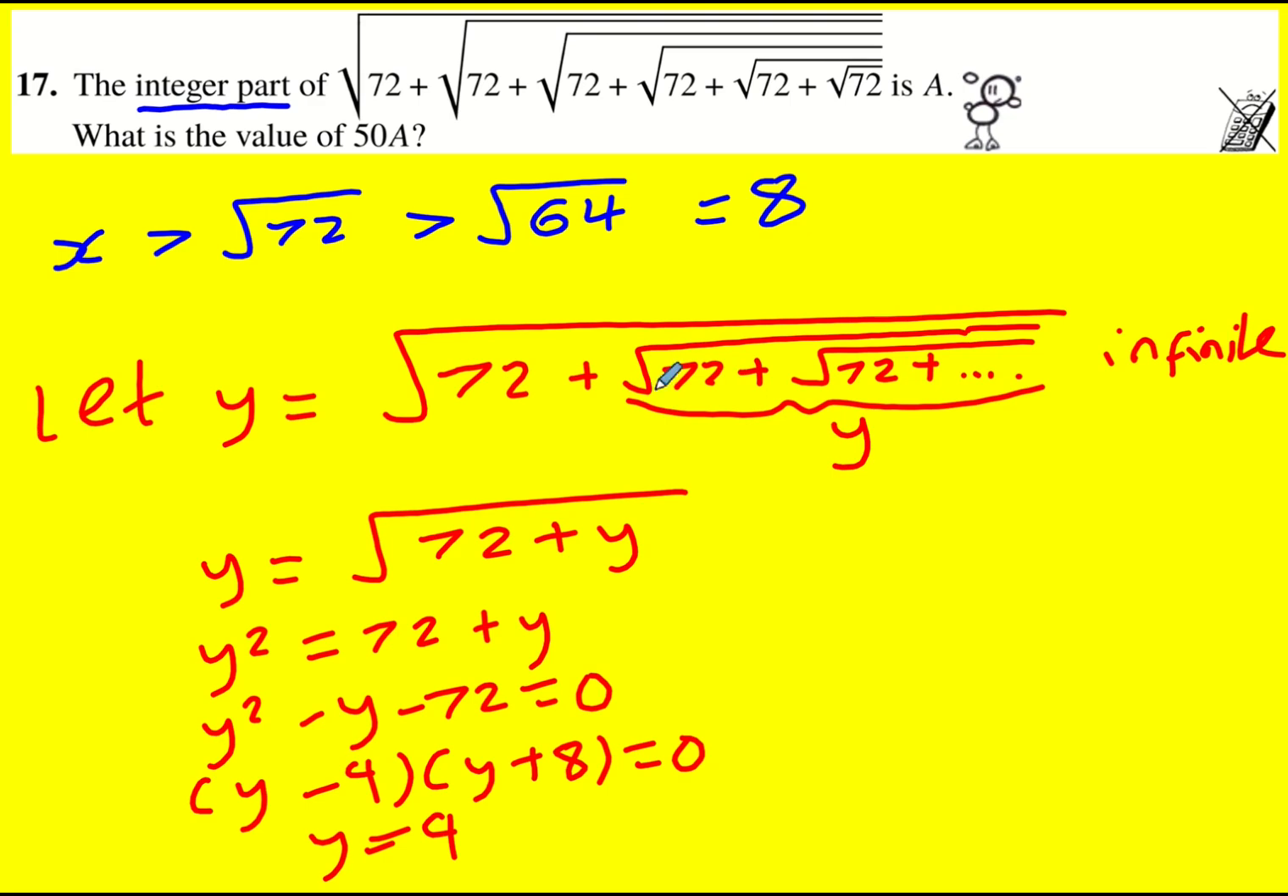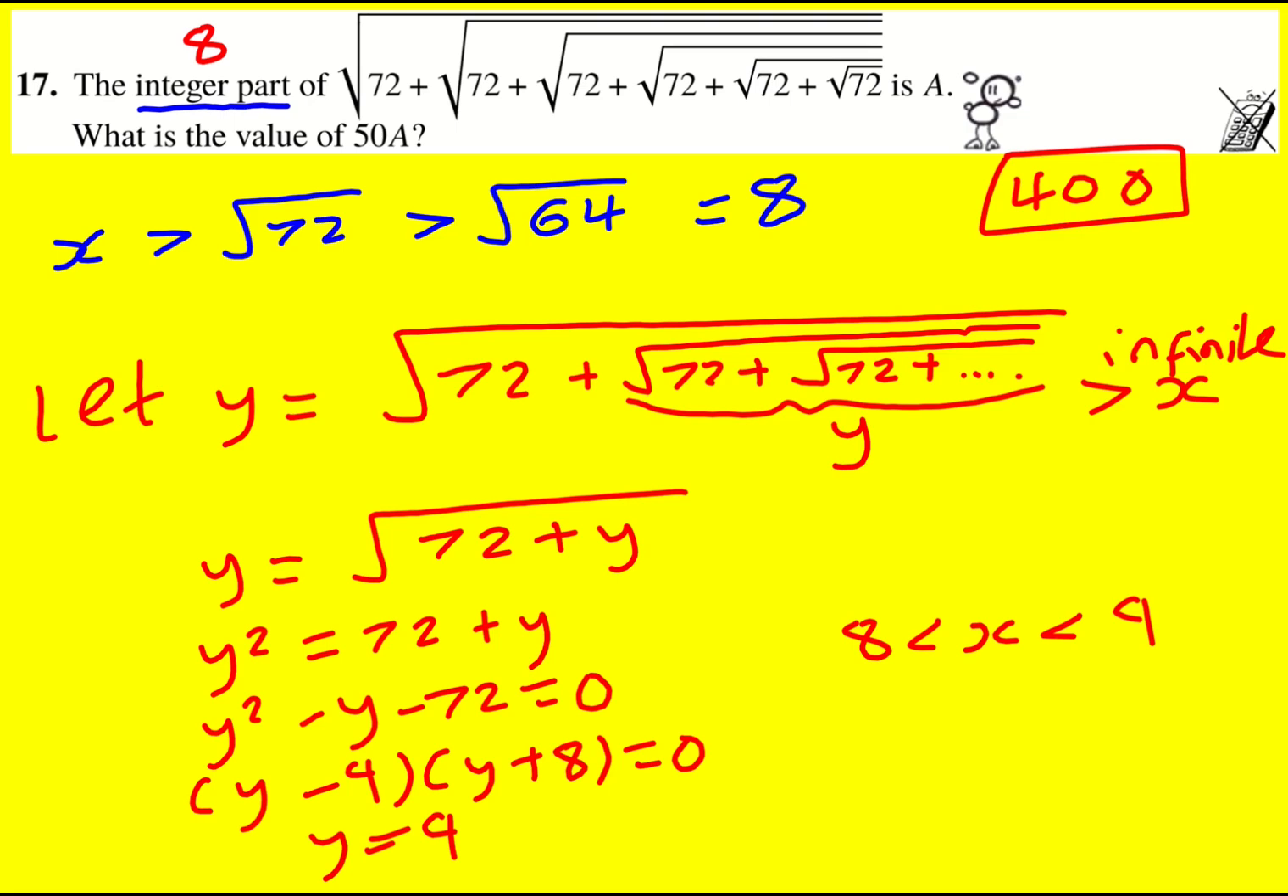And this y, because I've increased the amount, is definitely going to be bigger than my original truncated one, which is x. So what that means is that x is bigger than 8, but it must be smaller than 9. And therefore the integer part is definitely going to be 8, and the value of 50a is going to be 400, which is our answer. Okay, great question, tough question. Well done on your effort on it.